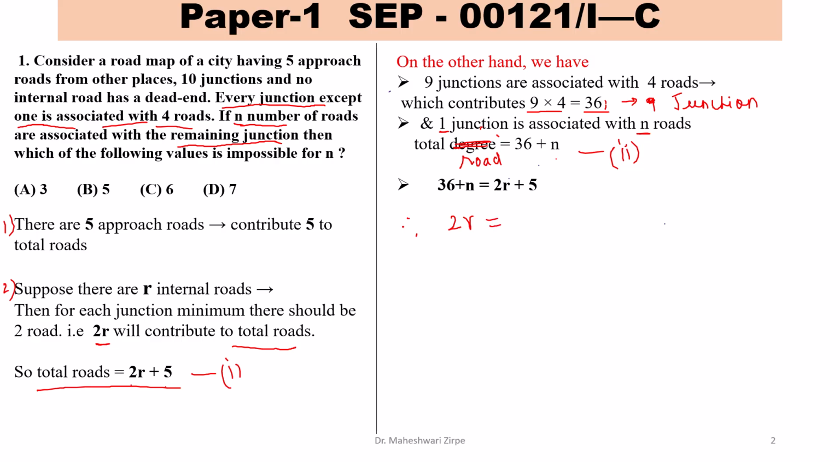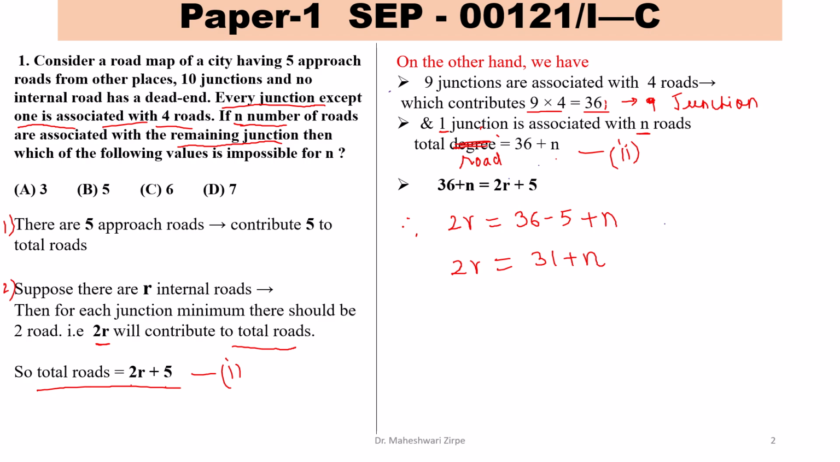2r is equal to 36 minus 5. Okay, this 5, if it goes to this side, becomes 36 minus 5 plus n. That is, you will be getting 31 plus n. Okay. So here, we will find out what should not be the value of n now.